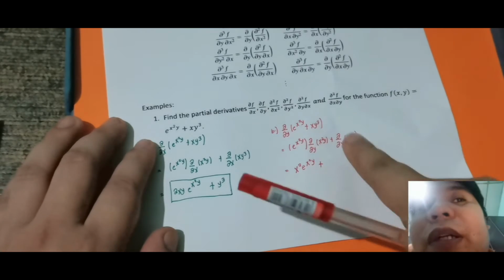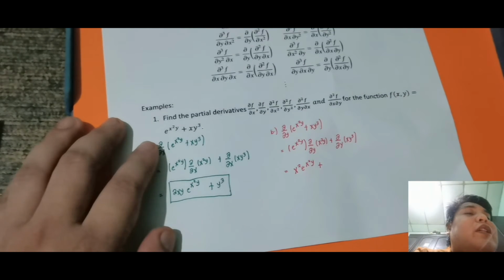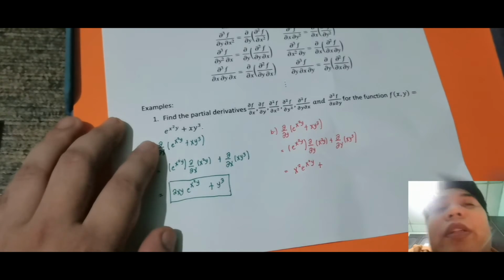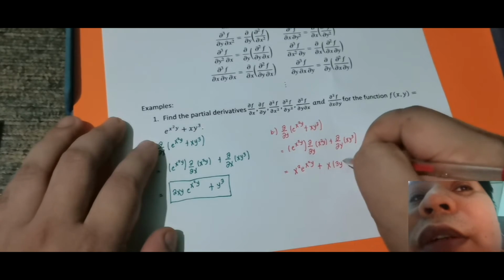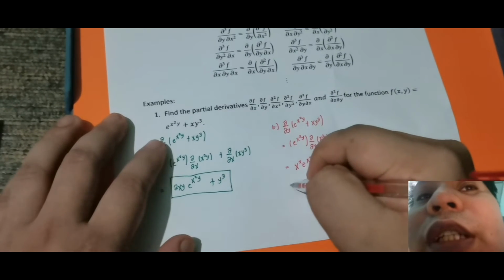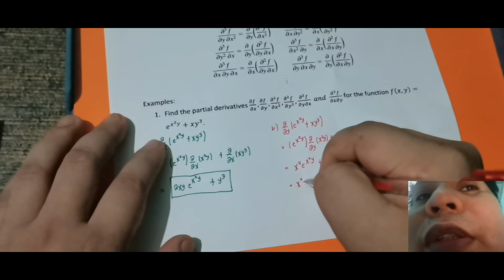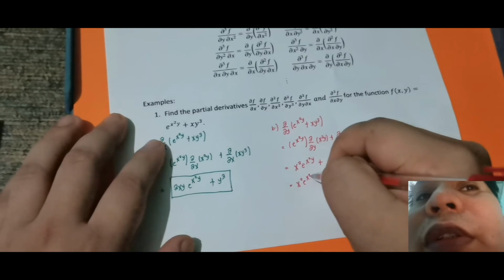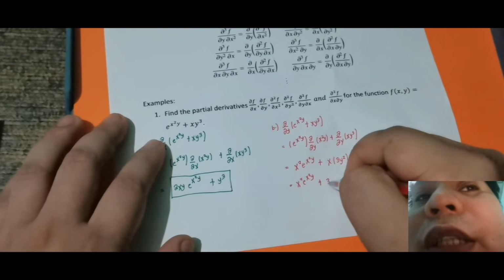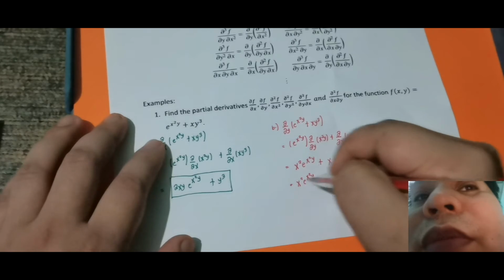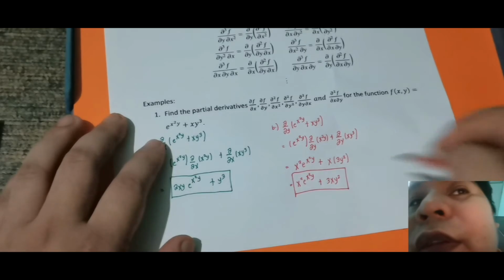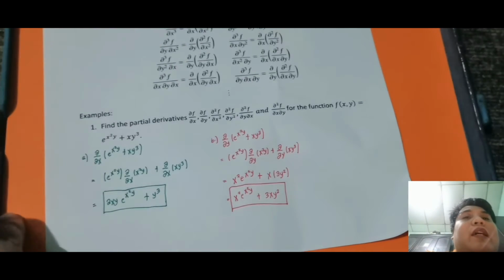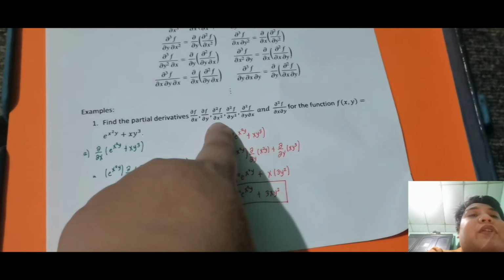Then plus, partial derivative nito with respect sa y is just 3xy squared. So, 3xy squared. No? So, kumbaga parang x multiplied by 3y squared. So, this is just equal sa x squared e raised sa x squared y plus 3xy squared. Okay, so napaka-dali na.